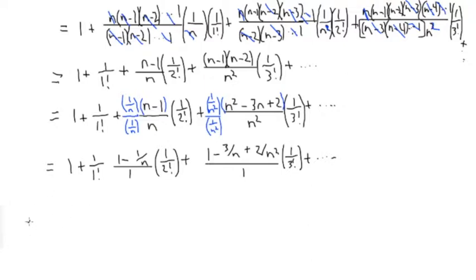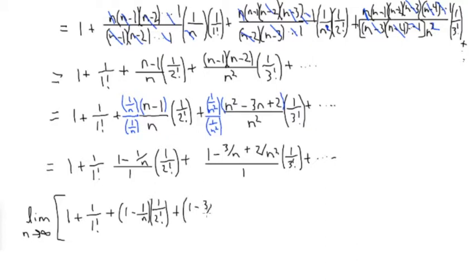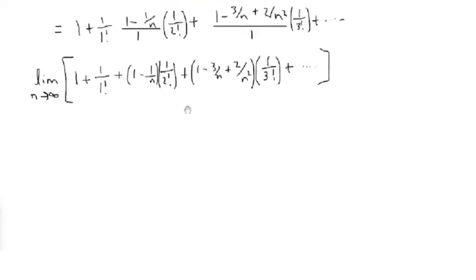All right, now let's apply the limit. So we're going to apply the limit, remember, because it's part of the definition, as n goes to infinity, of all of this: 1 plus 1 over 1 factorial plus 1 minus 1 over n. Now we can lose the 1 in the denominator because every number we could write as over 1. So this is just 1 minus 1 over n times 1 over 2 factorial plus, bracket here, 1 minus 3 over n plus 2 over n squared, close bracket, times 1 over 3 factorial, plus on and on and on. Now we can apply the limit here.